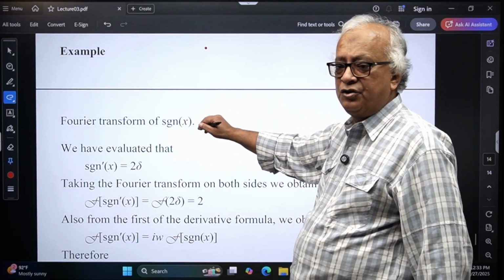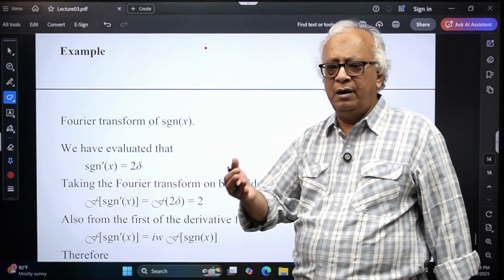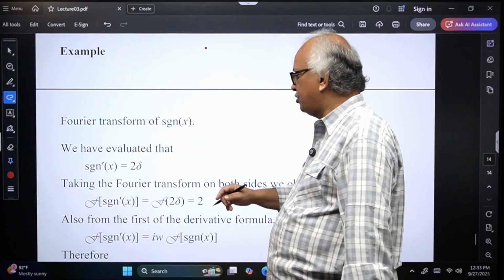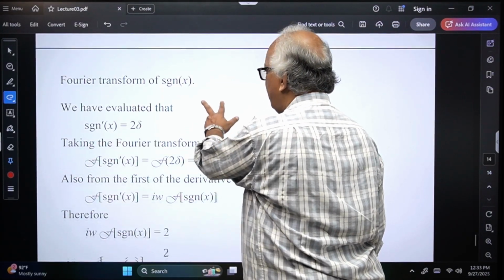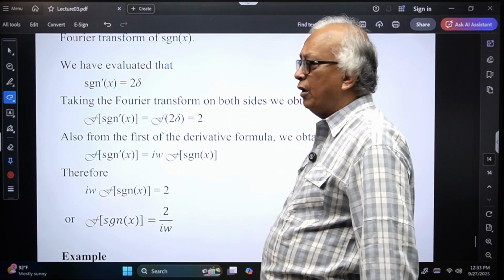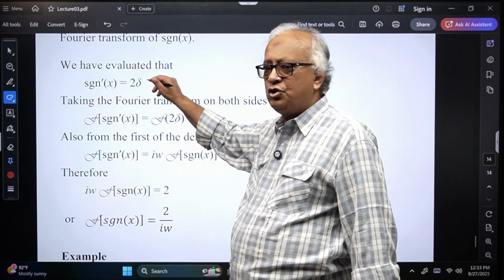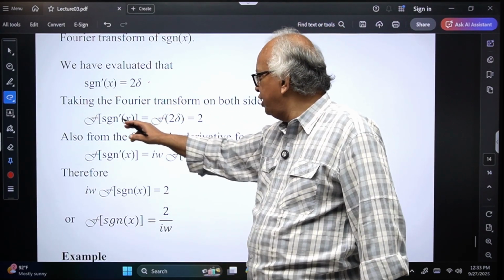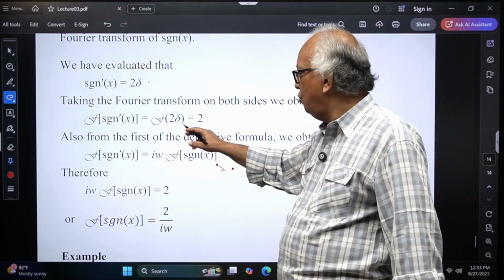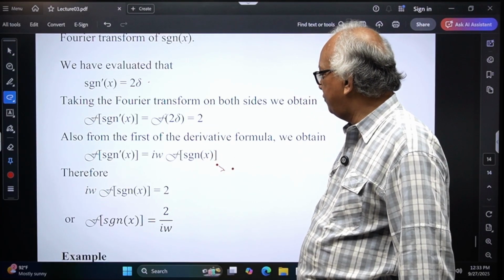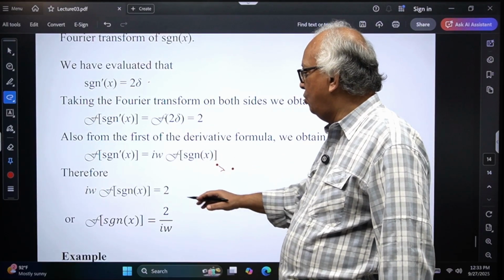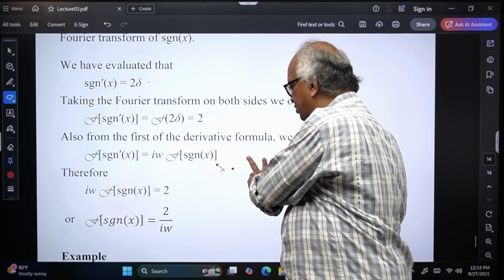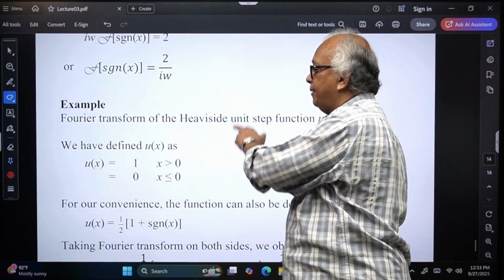Fourier transform of the signum function. Before the Heaviside function, I need to look at the signum function. We use duality. Signum prime is 2 delta. Taking the Fourier transform on both sides, the Fourier transform of signum prime is the Fourier transform of 2 delta, which is 2. Also from the first derivative formula, the Fourier transform of signum prime is iw times the Fourier transform of signum. Therefore, the Fourier transform of the signum function is 2 by iw.